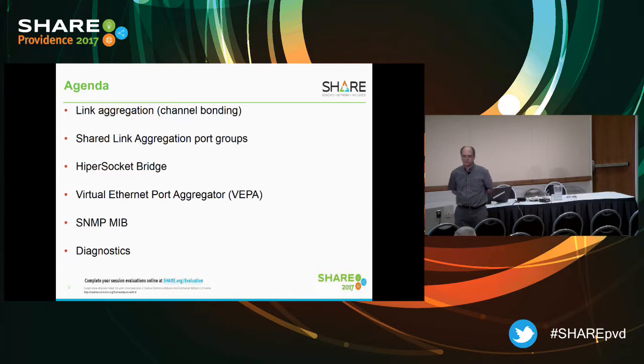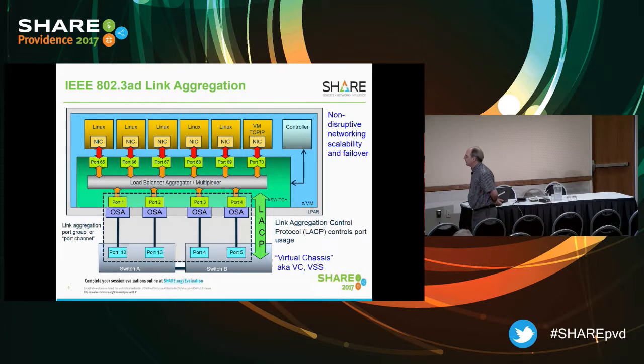So we're going to talk about some of the more advanced use cases for the virtual switch. We're going to talk about link aggregation, commonly also known as channel bonding. I'm going to talk about link aggregation groups shared across multiple LPARs. We're going to talk about the hypersocket bridge, what VEPA is, a little bit about monitoring with SNMP if we have time, but I also want to spend a few minutes with you on diagnostics, things that will help you figure out why isn't it working and what did I do to get into this situation. Okay? So first of all, link aggregation.